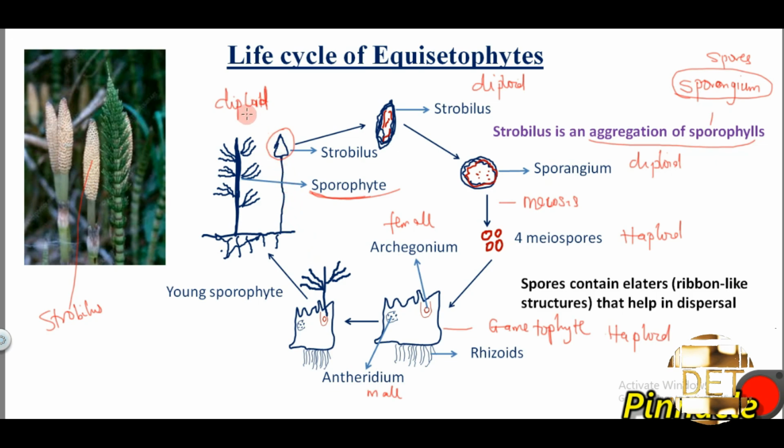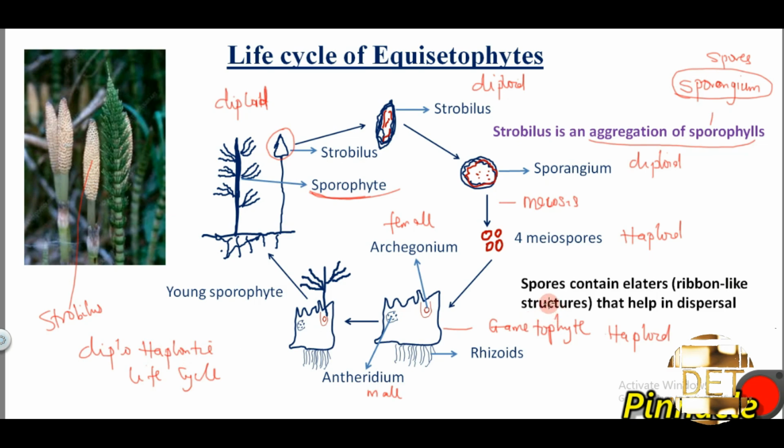So because there is a drift from the diploid generation down to the haploid generation, we refer to the life cycle of Equisetophytes as diplohaplontic. What that means is that there is a drift from the diploid generation to the haploid generation. The diploid generation is the sporophyte generation. Haploid generation is the gametophyte generation.